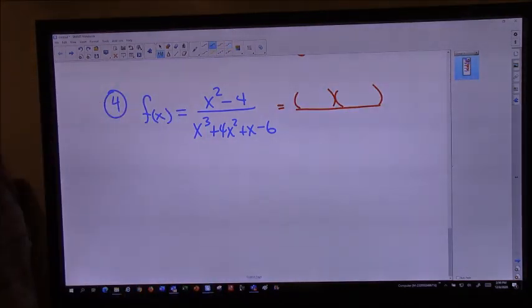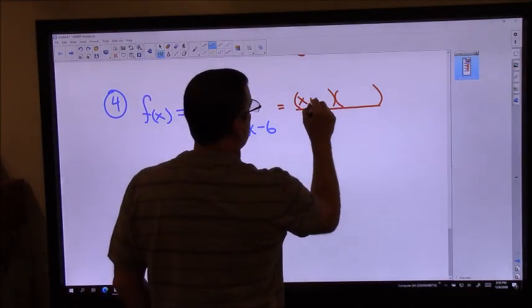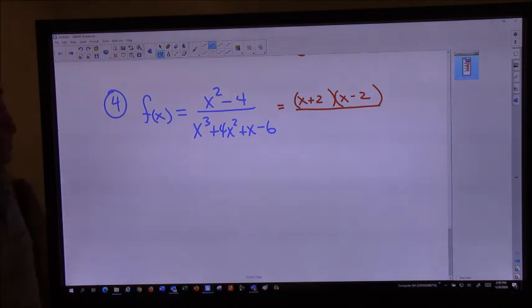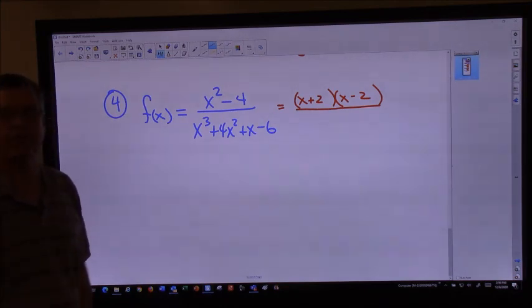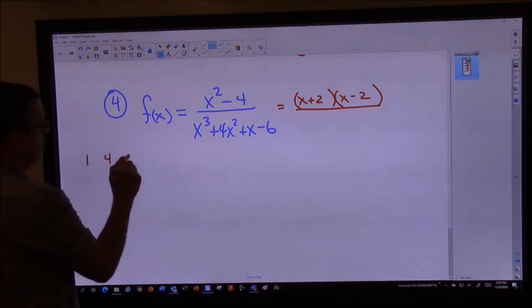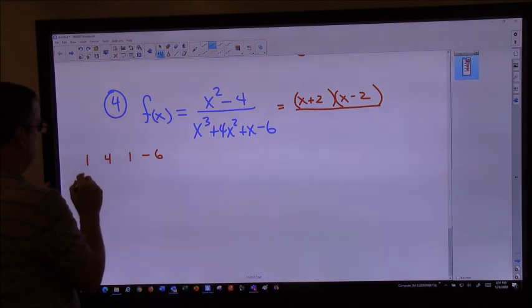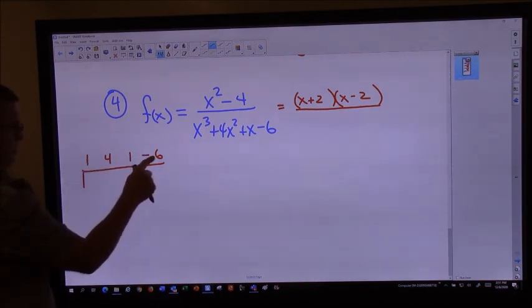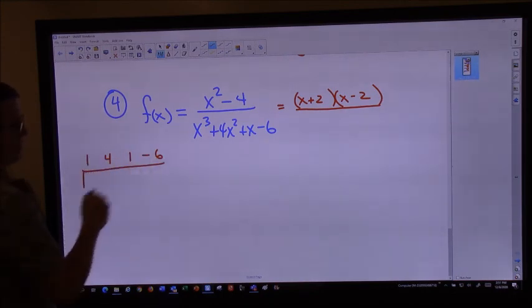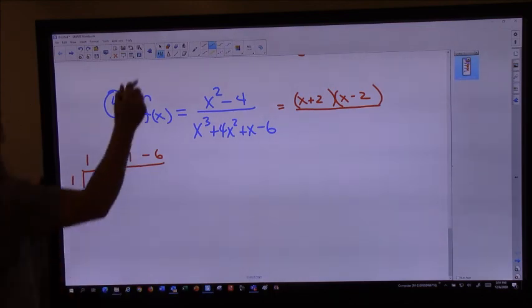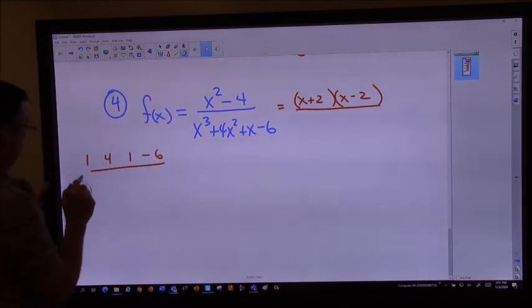All right, so numerator, I can factor that. X plus 2, x minus 2. Denominator, I'm going to have to use some synthetic division to factor that. So off to the side here, I'll just say 1, 4, 1, -6. And I'm going to do some synthetic division with numbers that divide into 6 evenly. I do see that these add up to 0. Right? 1 plus 4 plus 1 is 6, -6, that's 0. That means 1 works. Oh, I drew this the wrong way. Let me fix that.